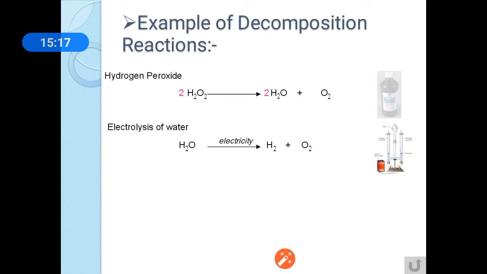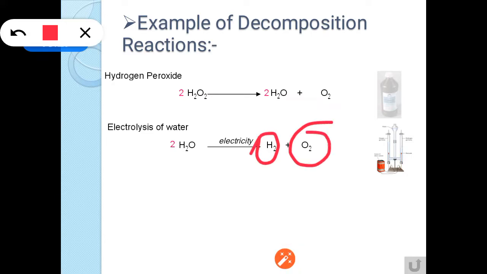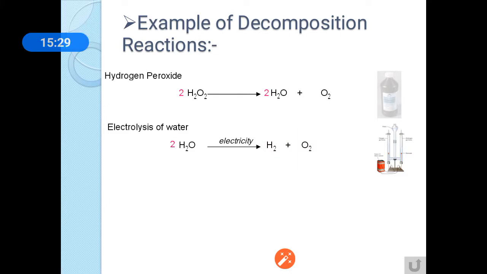Two gases will be collected, one at the anode and another at the cathode. Those two gases are H2, that is hydrogen gas, and oxygen gas. Now we balance it: 2H2O gives 2H2 plus O2. So here also one molecule of water decomposes to hydrogen and oxygen. That's why it is also an example of a decomposition reaction.